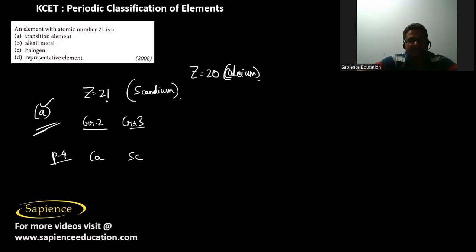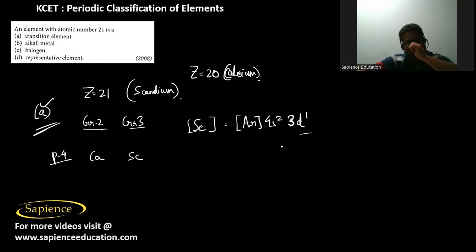Or we can also write its electronic configuration. If we write the electronic configuration of scandium, it will be argon 4s2 3d1. It means the last electron enters the d subshell of the penultimate shell, which means the third shell. So it is a d block element, or it is called a transition element.